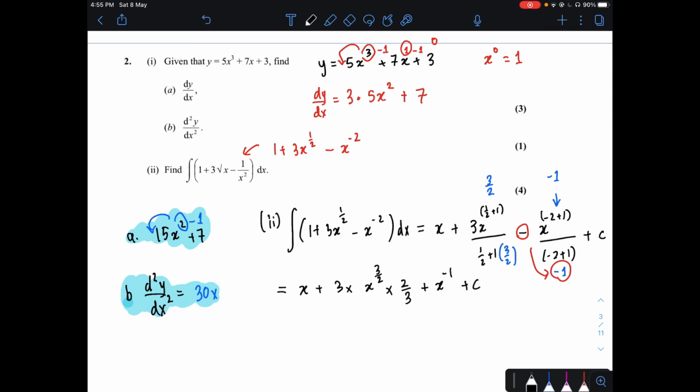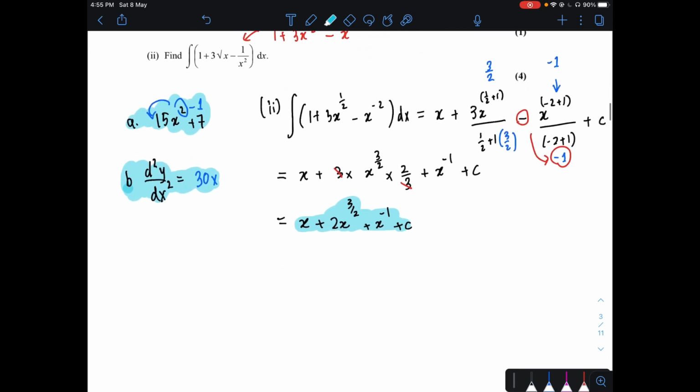So now let's just tidy it all up. It becomes x plus, you can see here the 3 and the 3 cancel, so you're left with 2x to the power of 3 over 2 plus x to the power of minus 1 plus c. Now that's your final answer. So this is your final answer for C, and we are done with that.